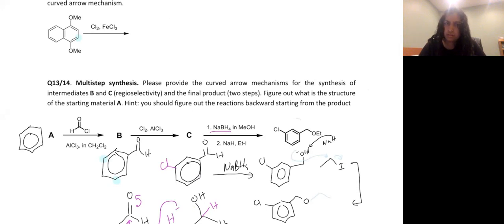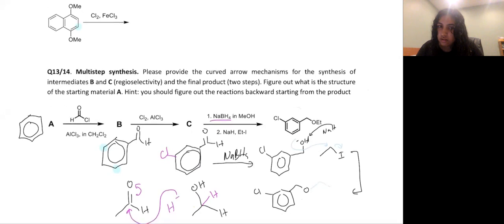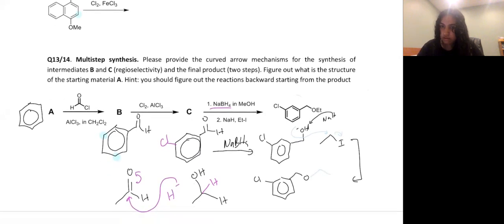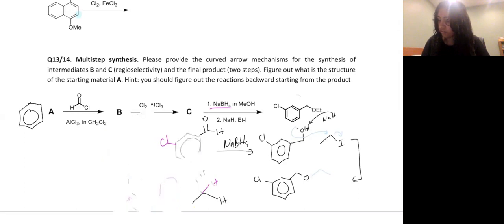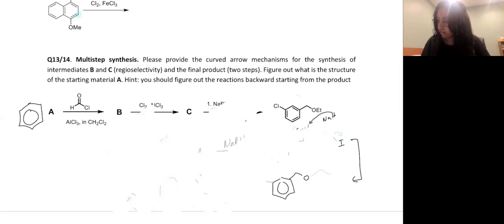There's a few multi-step, aren't there? The 13 and 14 one, this one? Okay. Yeah, I can do this. And then after that, I'll do the hard Diels-Alder. So let me just erase all of this. Then we'll start fresh.